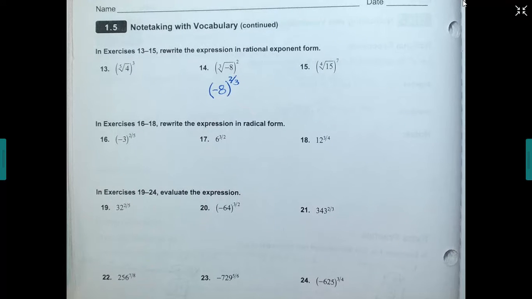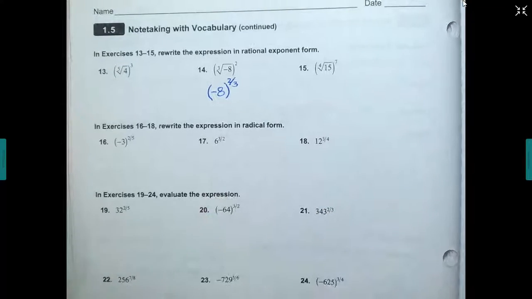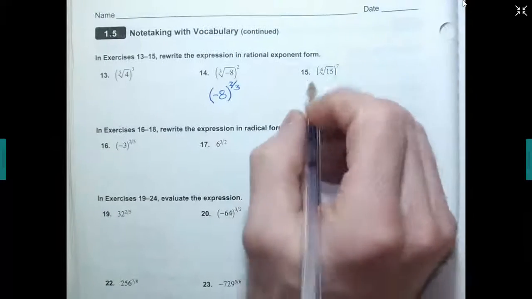Oh, why did I do 14? Oh, geez. I was doing evens. Now I'm doing odds. Or odds, evens, whatever. Anyways, let's get back on track.